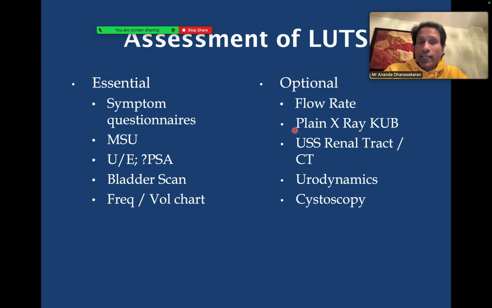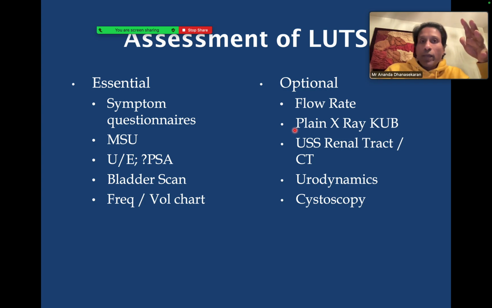We have bladder scan. They are all small portable scans available in the clinics, where when the patient passes urine, after finishing the micturition, we can do the bladder scan to make sure that the bladder is empty or whether there is any residual urine. And we have a frequency volume chart, which tells us how frequently the patient passes urine and what is the volume of urine every time. Okay, so these are essential basic assessment tools.